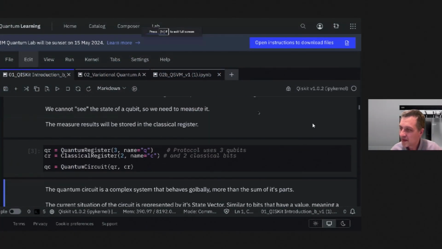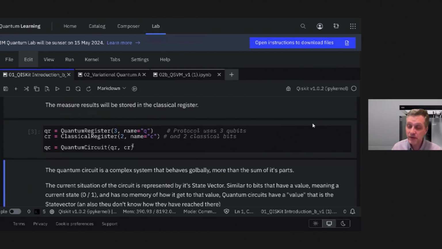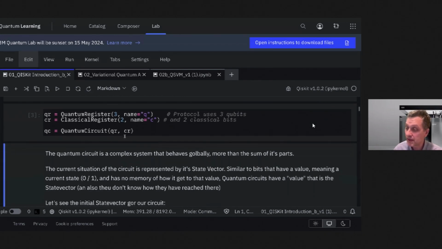So the quantum circuit is composed of some number of qubits and some classical bits, because what we get out of the quantum computer are classical bits. We cannot see the states of the qubits. We read zeros and we read ones. In this case, I make a system with 3 qubits inside and only 2 classical bits that I'm going to read, okay?